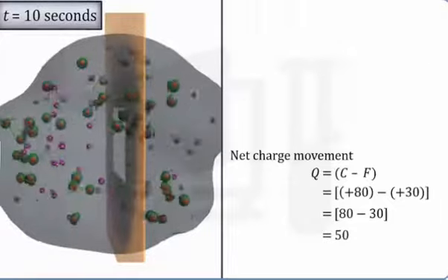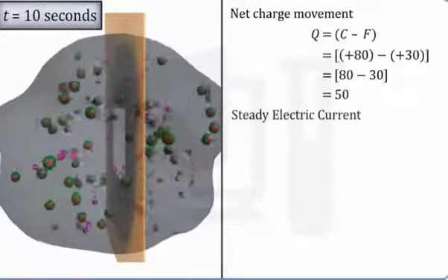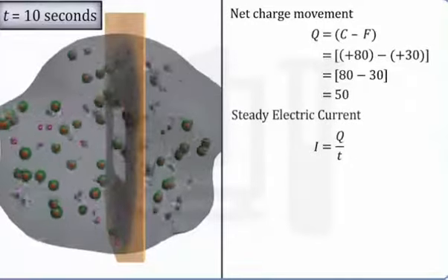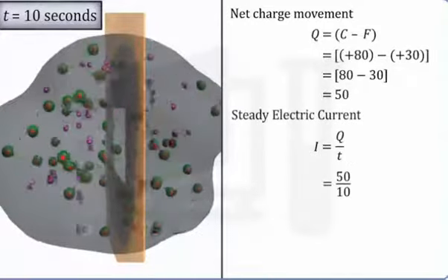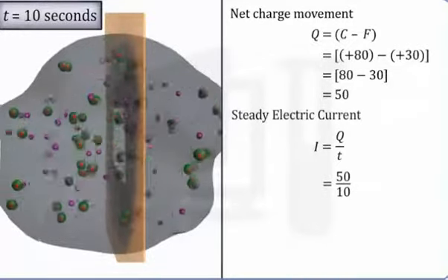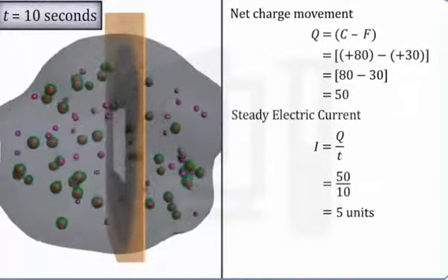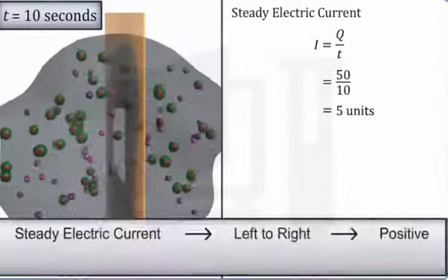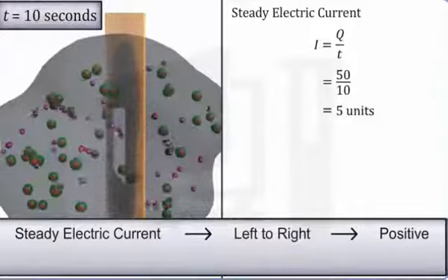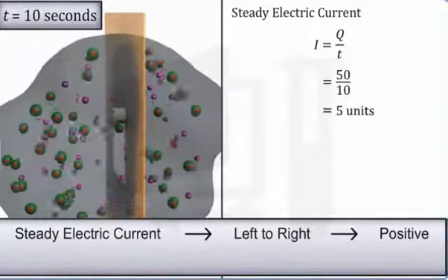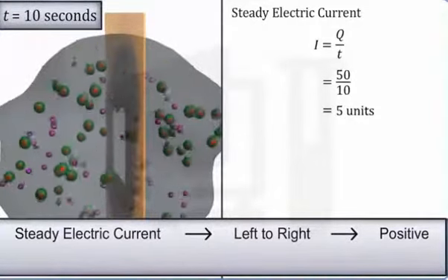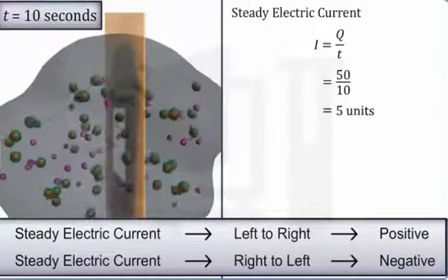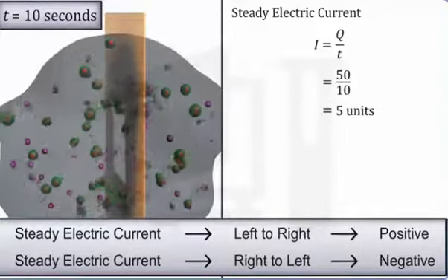A steady electric current, I, is denoted by Q by T. By substituting the values of Q and T, we get the value of I as 5 units. A steady current is positive when it moves in the forward direction, that is, from left to right, and negative when it moves in the backward direction, that is, from right to left.